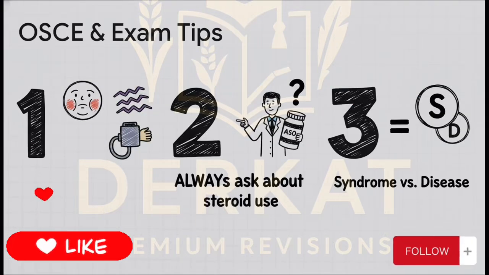So let's boil this entire topic down to 3 essential can't forget tips. Number 1, if you see that classic trio of a moon face, purple striae, and high blood pressure, your brain should immediately scream Cushing's. Number 2, in that situation, your very first question, before you do anything else, should always be about steroid use. And number 3, never, ever, ever confuse the broad syndrome with a specific disease.